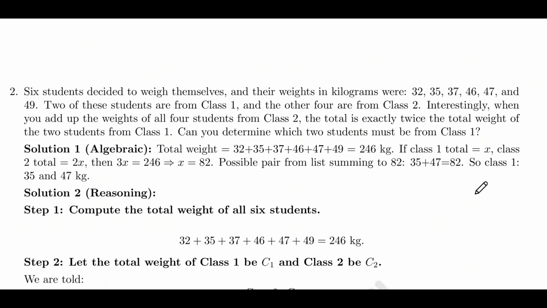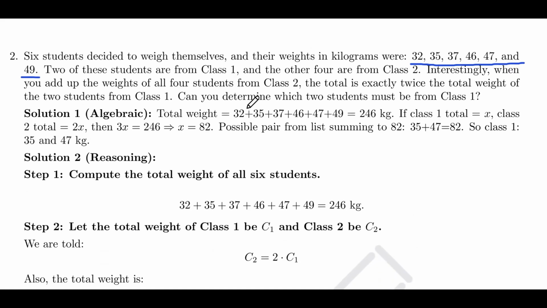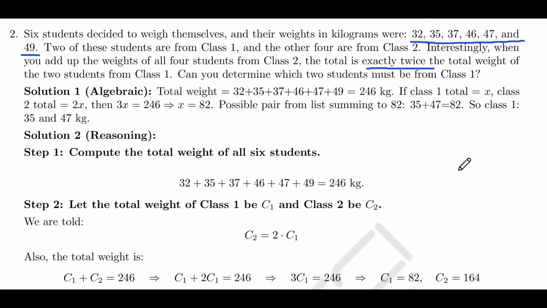Imagine 6 students weigh themselves, and their results are 32, 35, 37, 46, 47, and 49 kilograms. 2 of these students are from Class 1, and the other 4 are from Class 2. We are given a clue that the total weight of the 4 students from Class 2 is exactly double the total weight of the 2 students from Class 1. We need to identify which 2 students belong to Class 1.